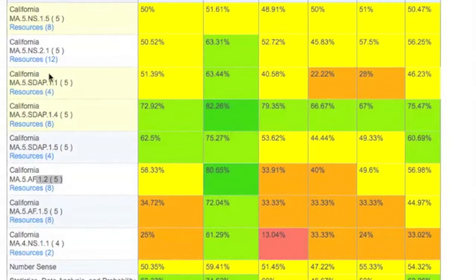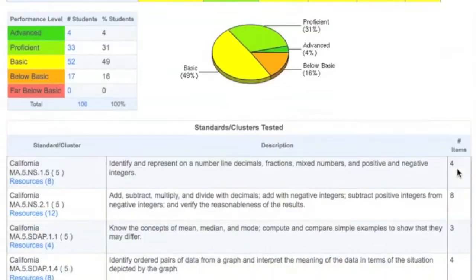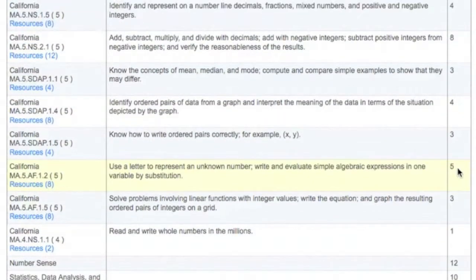Our numbers along the side here are California standards, such as number sense 1.5, on down the line 2.1, etc. All these relate to a particular standard. And farther down the report, we can take a look at what those standards are. When we look at this, we can see that each one of those standards represents a specific skill that students are going to try to learn.